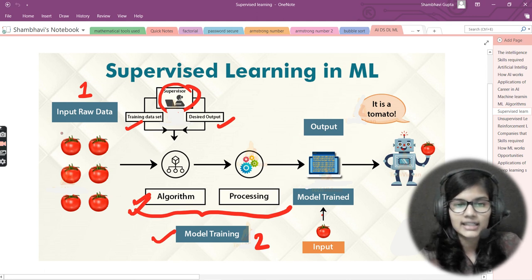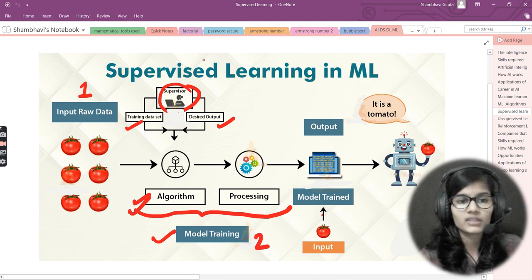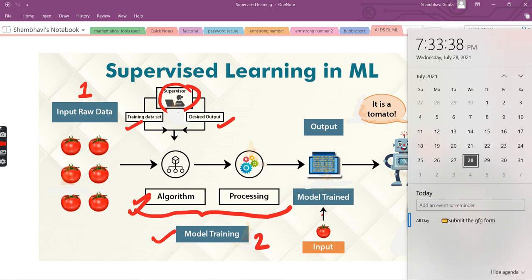Fine. So here it has taken an example: some tomatoes, performed the algorithm, processed that, and after that it came to an output that yes, it is a tomato. This is what is called supervised learning in machine learning, supervised learning in ML actually. So this is what we call supervised learning in machine learning.